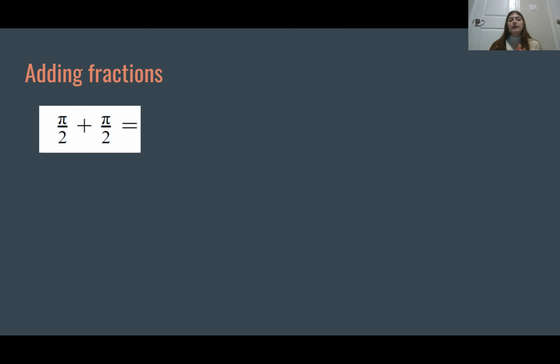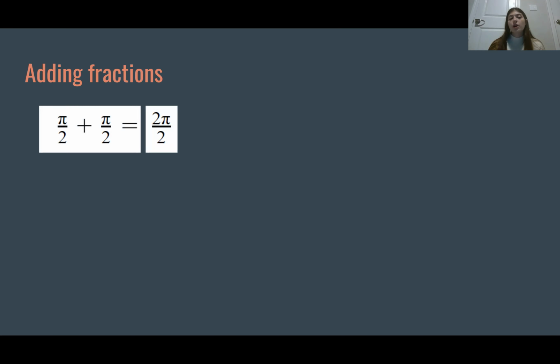So let's take a look at an example right here. We've got pi over 2 plus pi over 2, all right? So how would we do this? Pretty simply, we have a common denominator, right? So we just add across the top, right? So we do 1 pi over 2 plus 1 pi over 2 is 2 pi over 2. Pretty simple. And then we can also simplify this fraction.